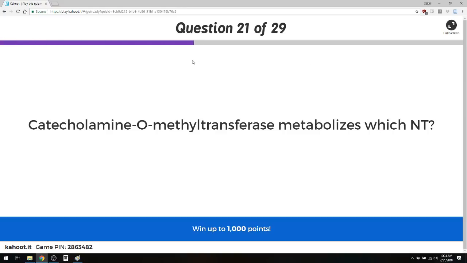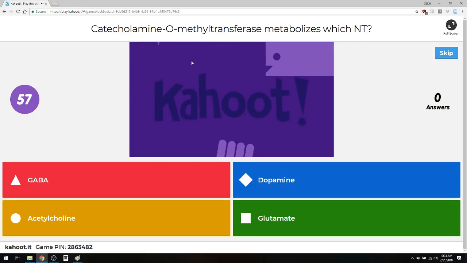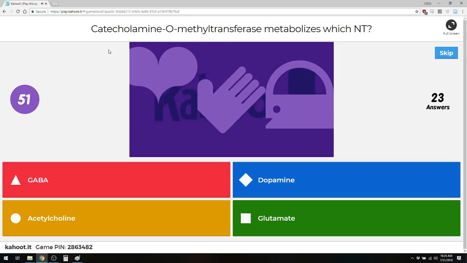Catecholamine O-methyltransferase metabolizes which neurotransmitter? Is it GABA, dopamine, acetylcholine, or glutamate? Catecholamine O-methyltransferase, or COMT.